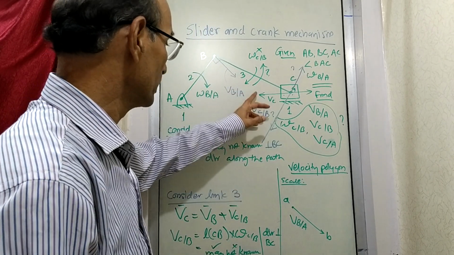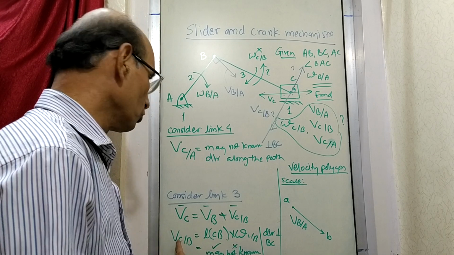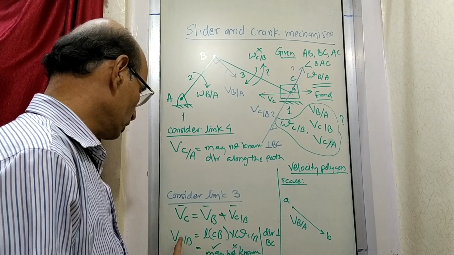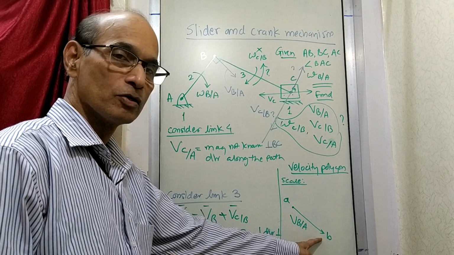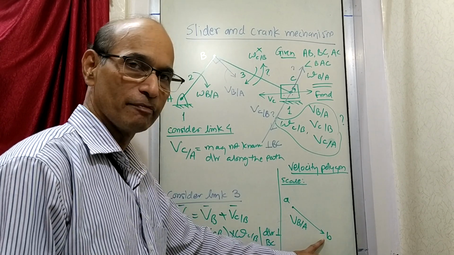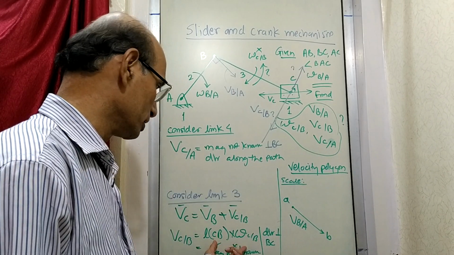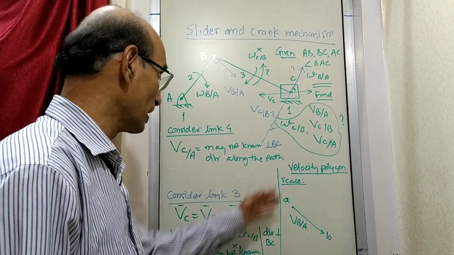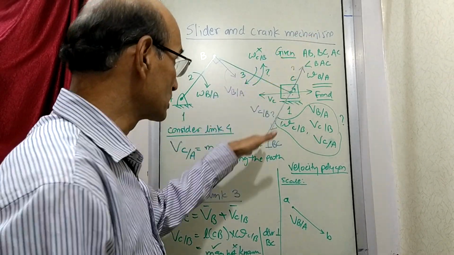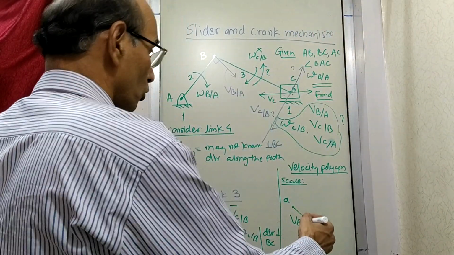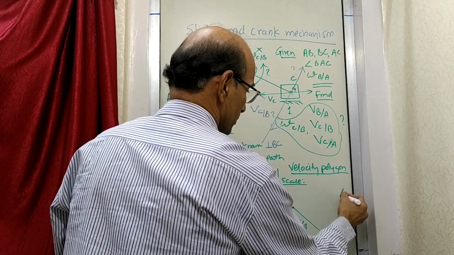Now the next thing is to consider link 3. Here we have written velocity of C with respect to B. It will have its arrowhead at C and tail at B. Now B is here, so this vector will have its tail at B and somewhere there will be C. We don't know its magnitude, but we know its direction is like this, along this line somewhere. So we now draw a line parallel to this from point B.